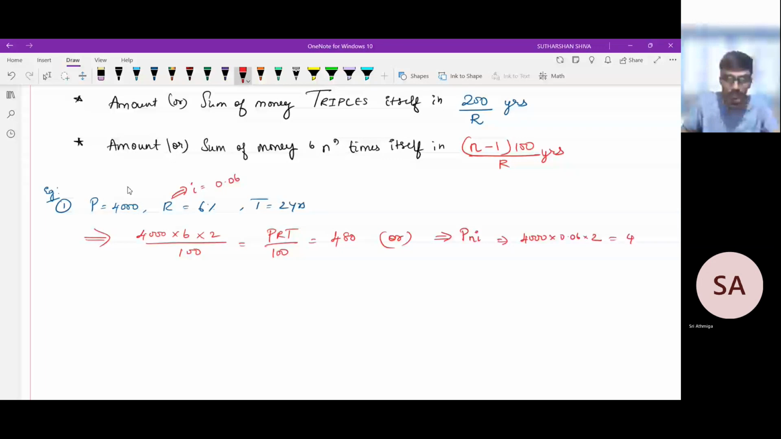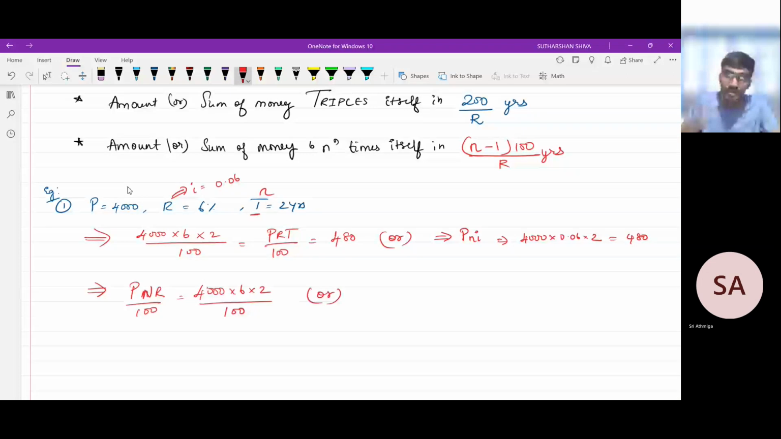Or I will give you one more thing. What is another formula you have? This T you are taking as N. That is PNR by 100. What you are going to do is the same thing, the same replica: 4,000 into 6 into 2 divided by 100. This way you can do. Or I will give you one more thing also. That is a calculator trick. I will give you the calculator trick.